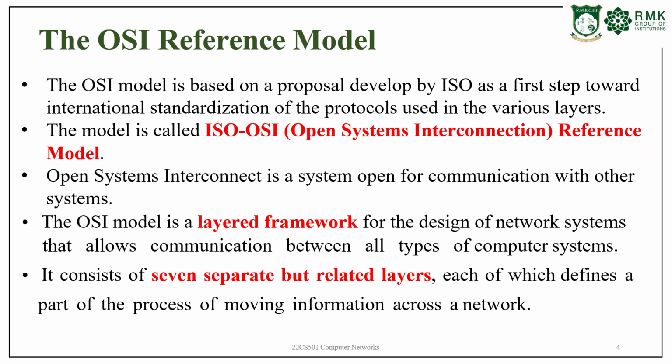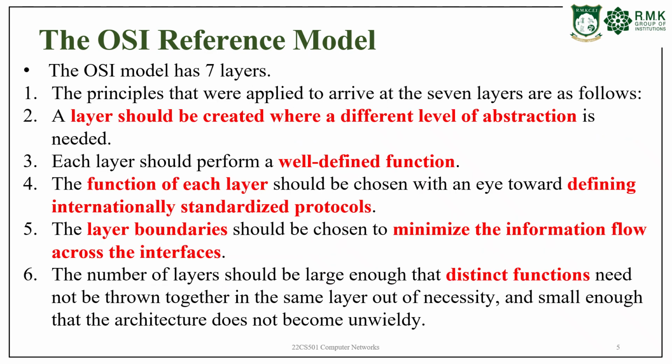In the OSI reference model, we have 7 different layers. All these 7 layers are interlinked; though they are separate, they are related to one another. On what basis are the 7 layers going to work, or how are these design principles going to be applied? The first point: a layer should be created where a different level of abstraction is needed.